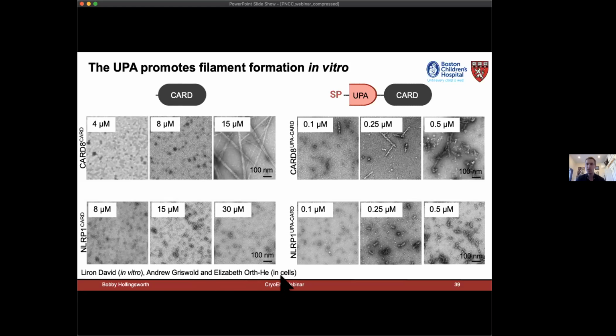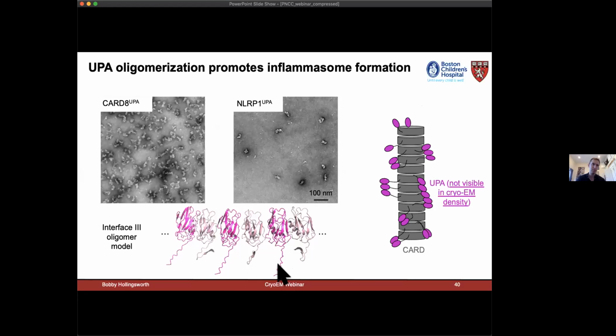And Andrew and Elizabeth in Dan Bachovic's lab then went and showed this holds true in cells as well. And so we were wondering how it was doing this. We tried to express these alone, and we found that these UPA domains in isolation would form small oligomers or little aggregates. And looking back at our DPP9 complex structures, we saw that there was this UPA oligomerization interface that I mentioned previously.